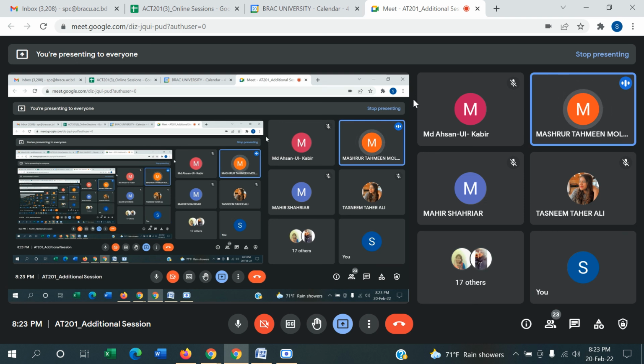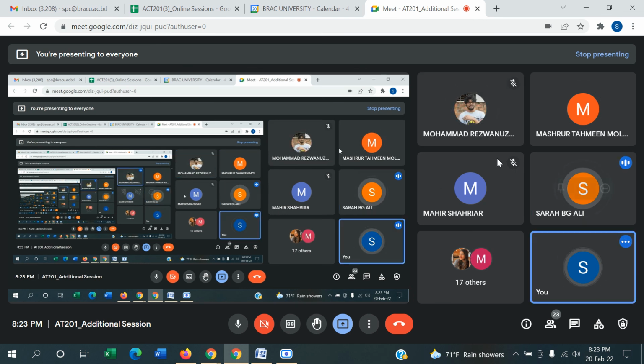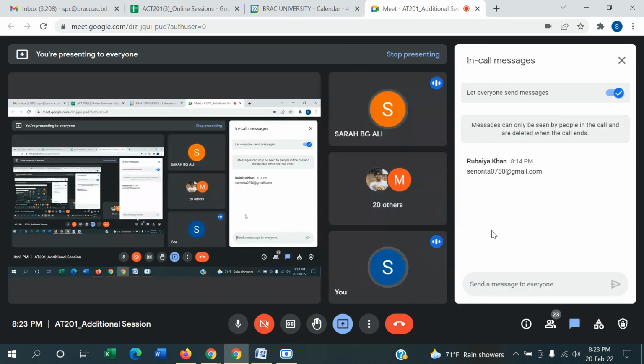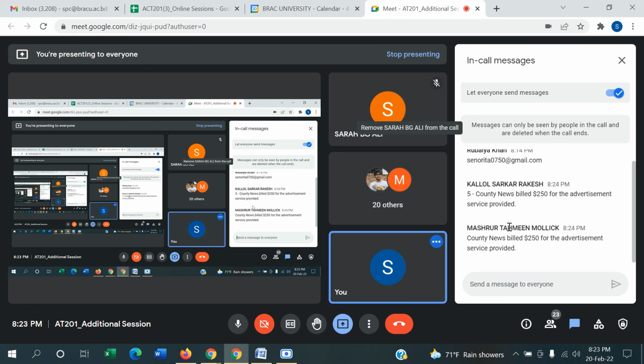So as far as I understood, they took the advertisement service because they cannot provide advertisement service as a legal agency. Can you please write it down in the chat box, that will help me? We have solved a similar problem. Yeah, thank you so much.